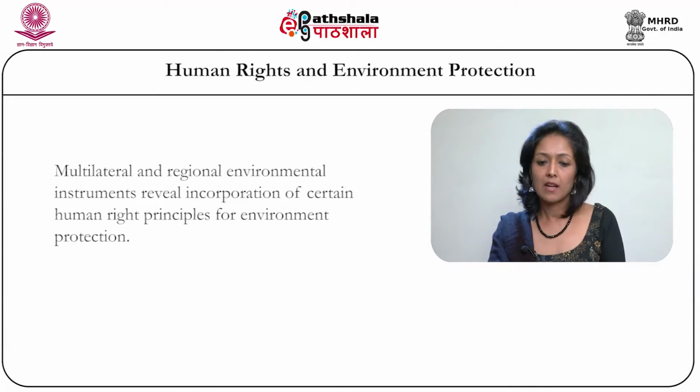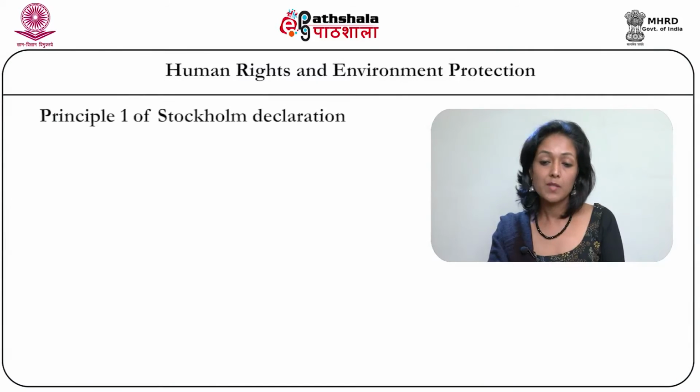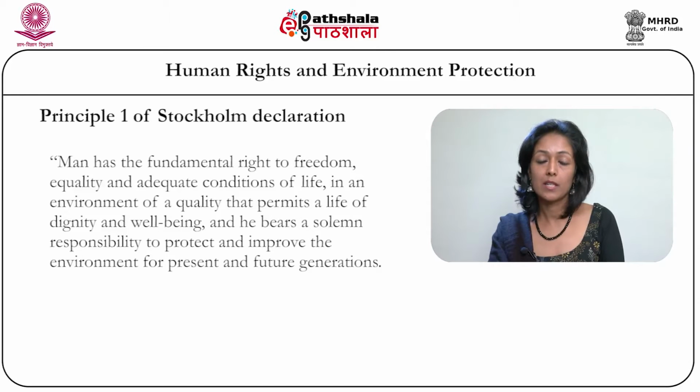A survey of the many multilateral and regional instruments reveals incorporation of certain human rights principles as elaborated in the first approach. The first significant international event where the connection between human rights and environmental protection was formulated was the Stockholm Declaration. Principle 1 of the Stockholm Declaration is generally believed to incorporate concerns of human rights. The principle reads, "Man has the fundamental right to freedom, equality, and adequate conditions of life in an environment of a quality that permits a life of dignity and well-being. And he bears a solemn responsibility to protect and improve the environment for present as well as future generations."